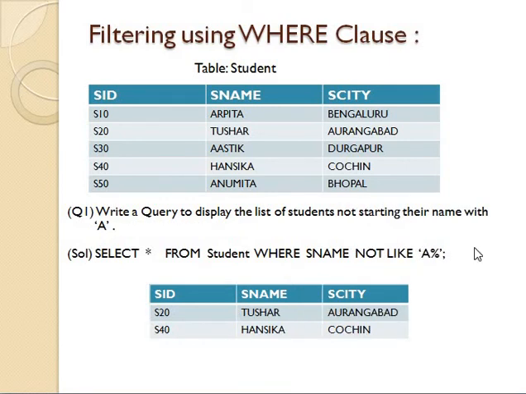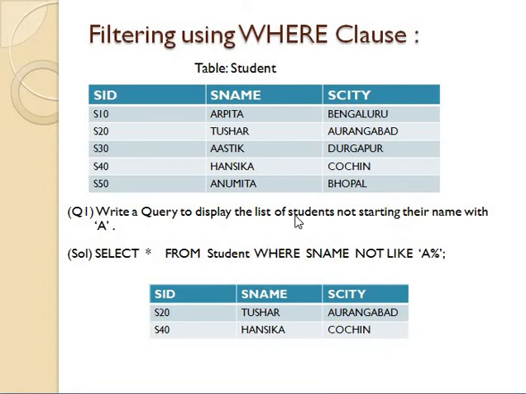Now consider this example. Here you are asked to write a query to display the list of students not starting their name with A. So if we consider this as the original table, out of all these students, can you find a list of students not starting their name with A? Definitely you can. See, here the first student will be Tushar, because Tushar does not start with the letter A. Then the second student will be Hansika. So Hansika is another student whose name does not start with the letter A. So we can include Tushar and Hansika in the output table.